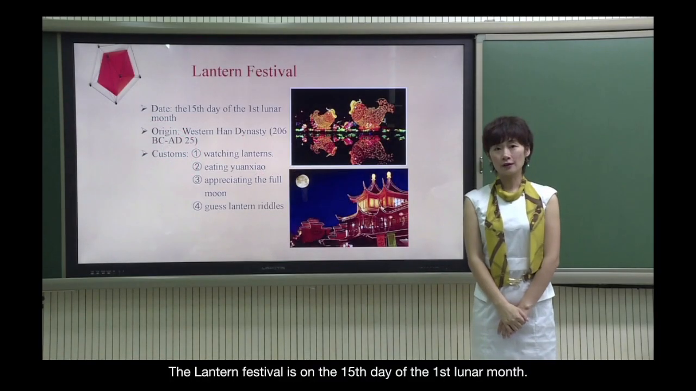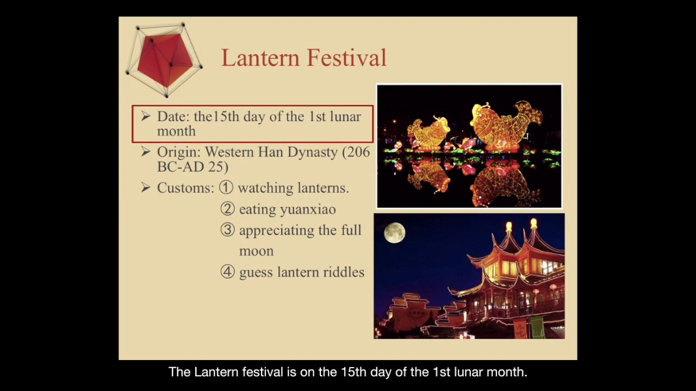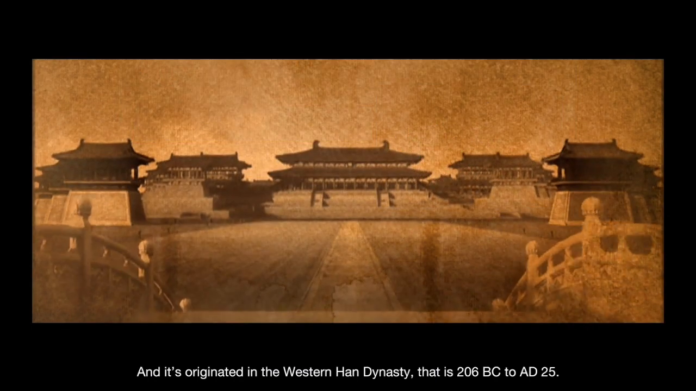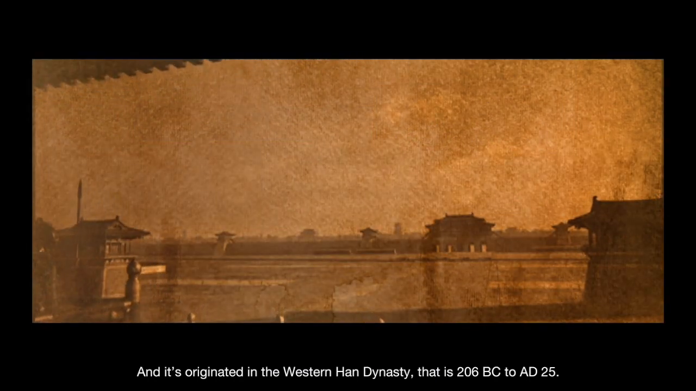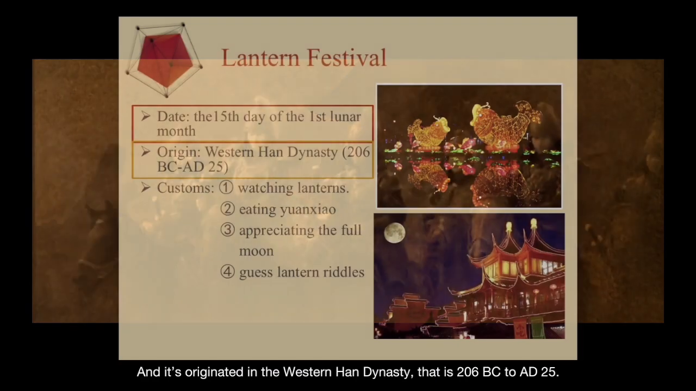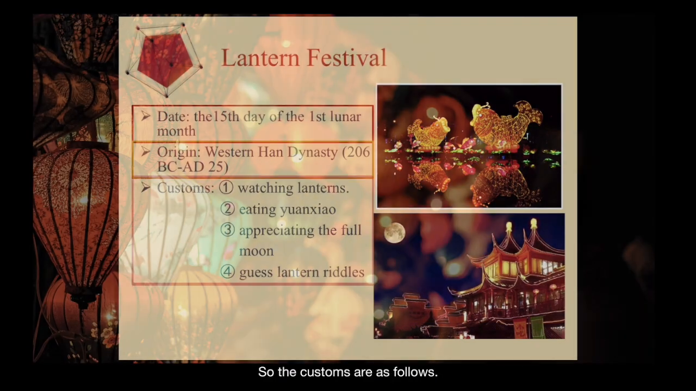The Lantern Festival is on the 15th day of the first lunar month. So we can see here most of the traditional Chinese festivals are based on our lunar calendar. And it originated in the Western Han Dynasty, that is 206 BC to AD 25. So the customs are as follows.